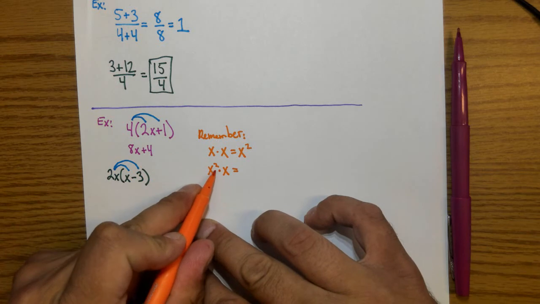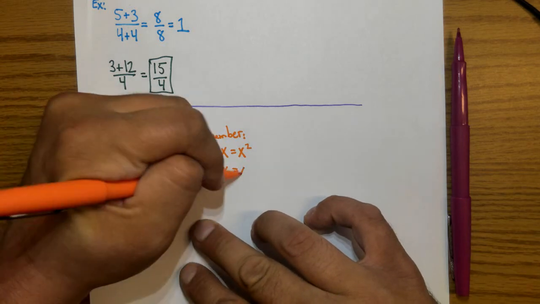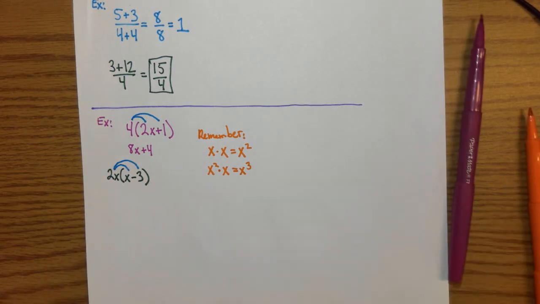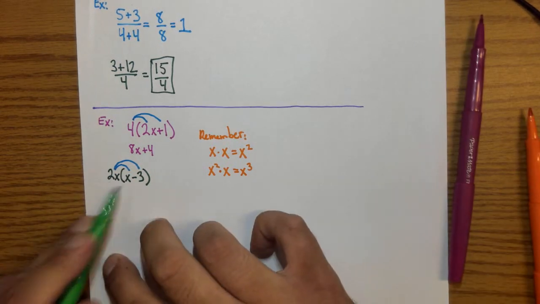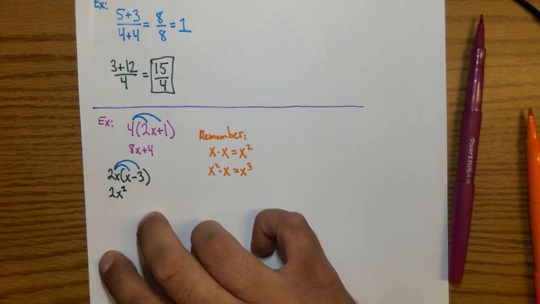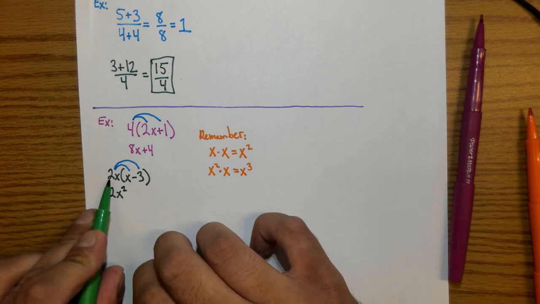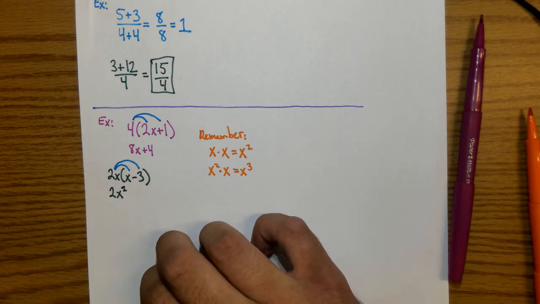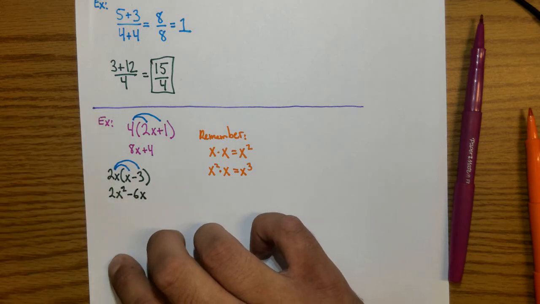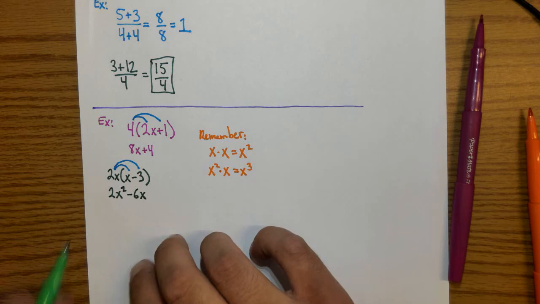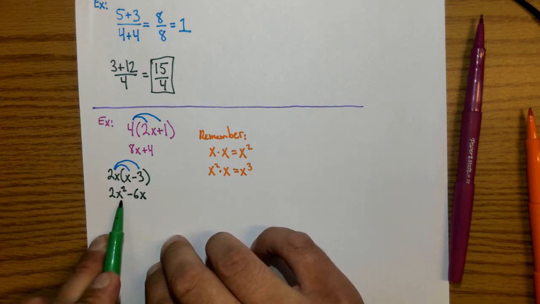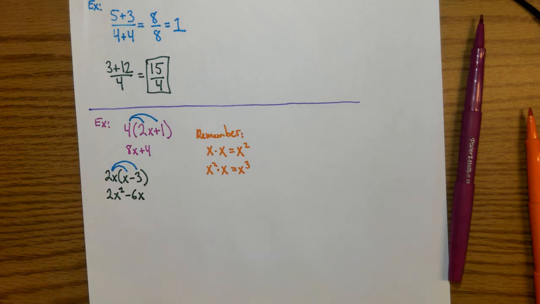X squared times x, well, we add 2 plus 1, is going to be x cubed, or x to the 3rd power. So going back to this, 2x times x is going to give us 2x squared, right? And then 2x times negative 3 is going to give us negative 6x. And that is as simplified as we can. Notice we can't combine these terms. Although they both have x's, one is an x squared and one is an x, so we can't do that.